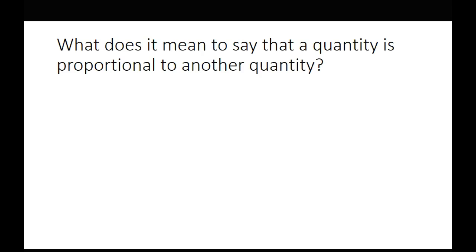So, if I had quantity 1 and quantity 2, then they would be proportional if quantity 1 is, for instance, k times bigger than quantity 2. Okay? So that's what's meant by proportional. Okay?